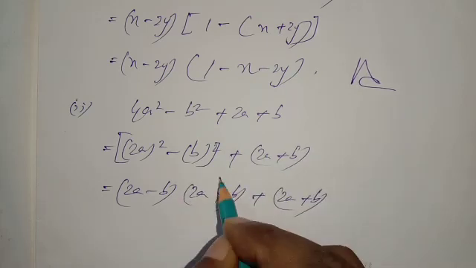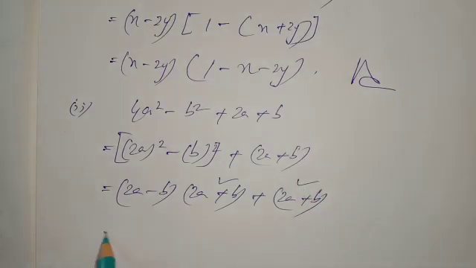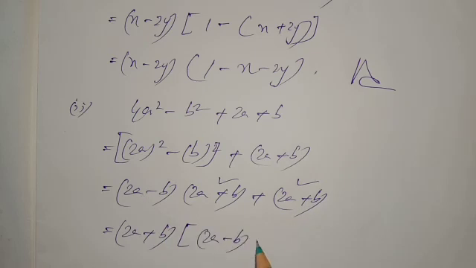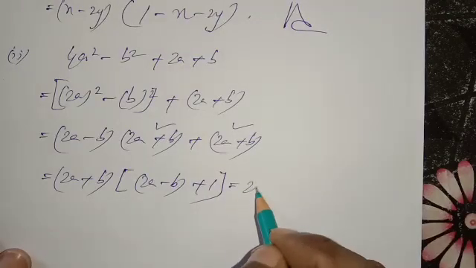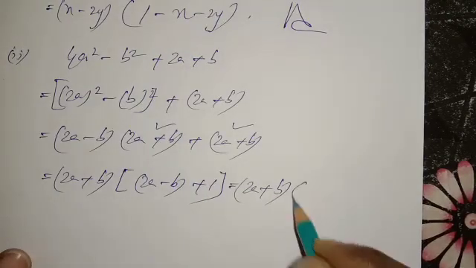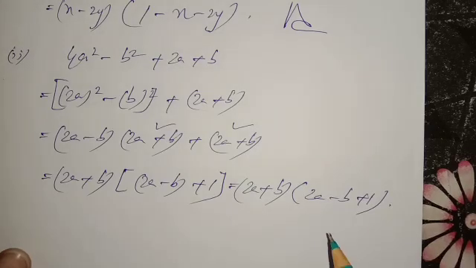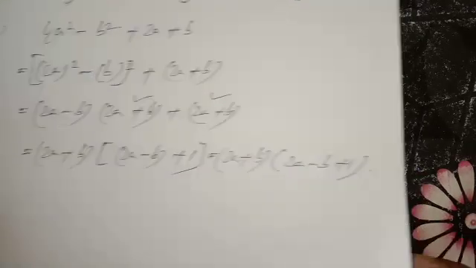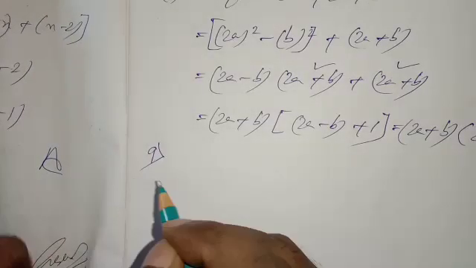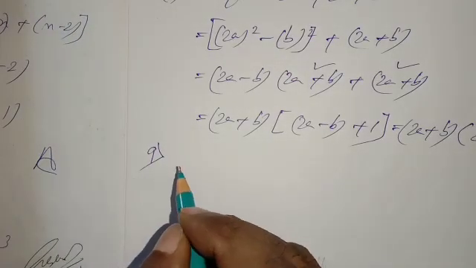Now you see this 2a plus b can be taken common. Take it outside, 2a plus b. What is left here? 2a minus b and plus 1. The final answer will be 2a plus b, one factor, another factor will be 2a minus b plus 1. This is the answer. Let us go to question number 9. Question number 9, what is given? Just see.